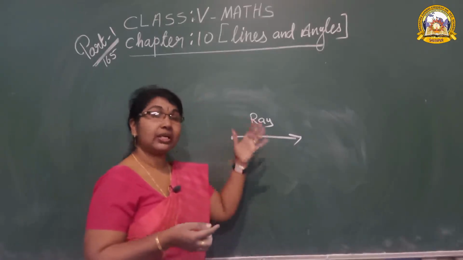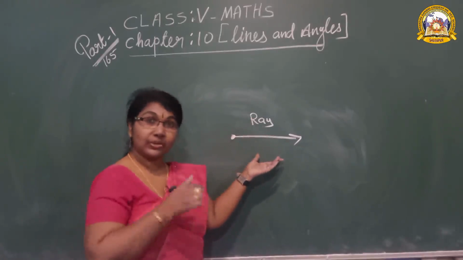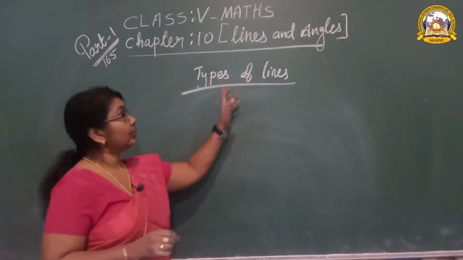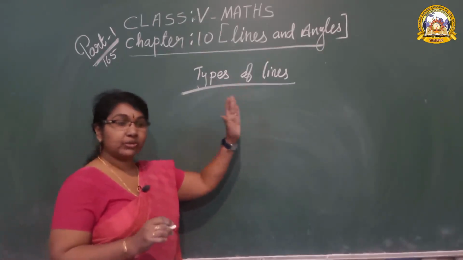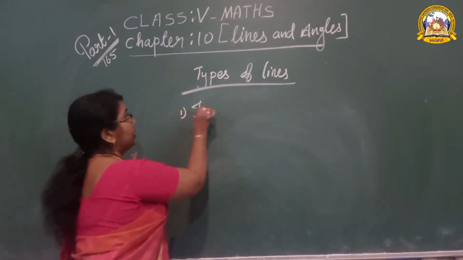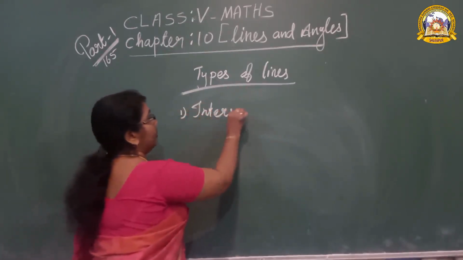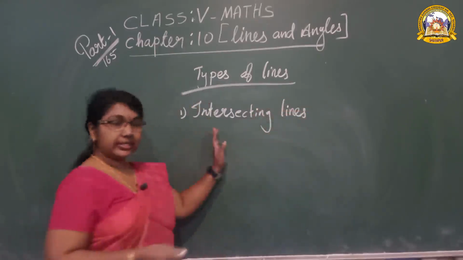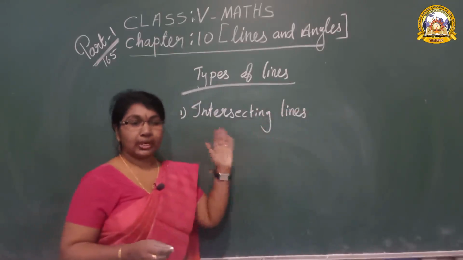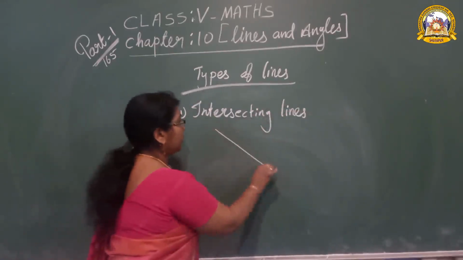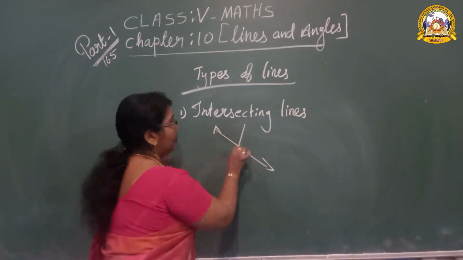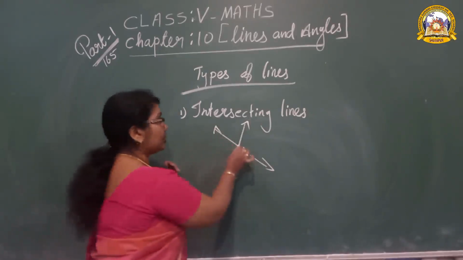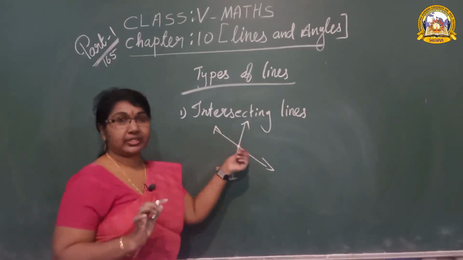Previous year you studied these. This year you are going to study different types of lines. First one is intersecting lines. Intersecting lines means two or more lines joining together at one point. It is called an intersecting line. This point is called the point of intersection.